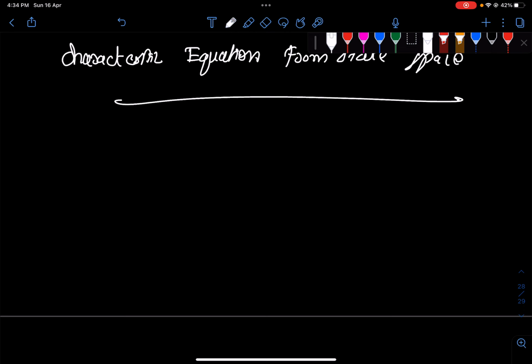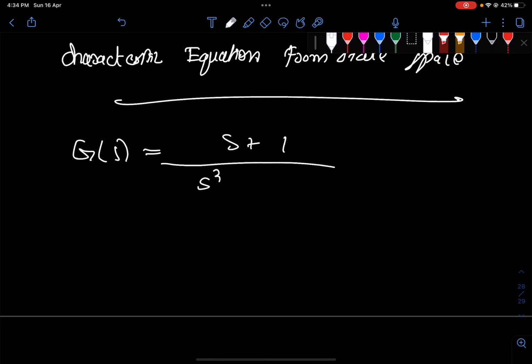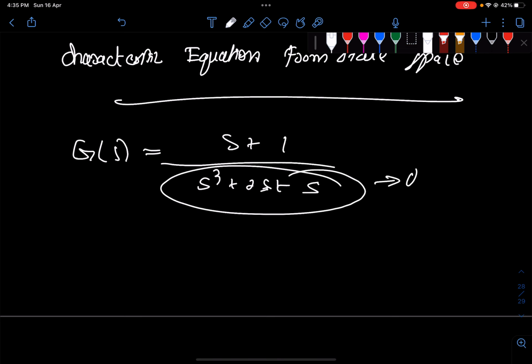So, characteristic equation from state space. Suppose your transfer function has a denominator like s cube plus 2s plus 5. You call this the characteristic equation. The characteristic equation gives the poles of the system, right? If it is equal to 0 and you find the values of s, we get the poles of the system. If they are on the right side, we can say it is an unstable system. If on the j omega axis, it is marginally stable, and otherwise it is stable. You know everything.